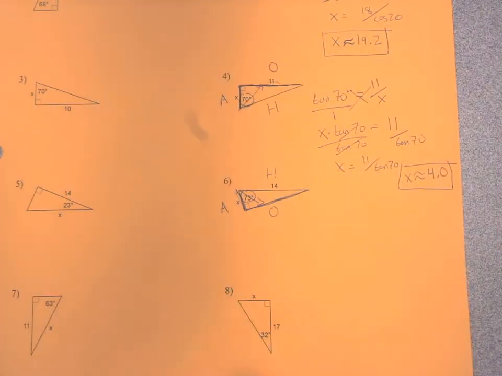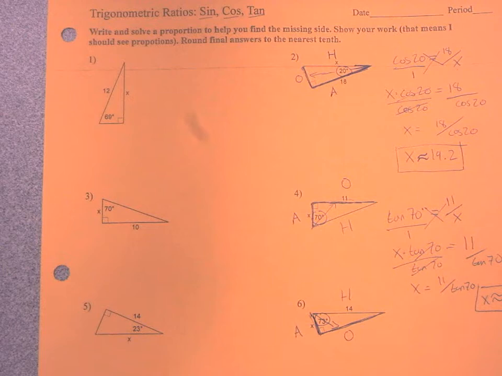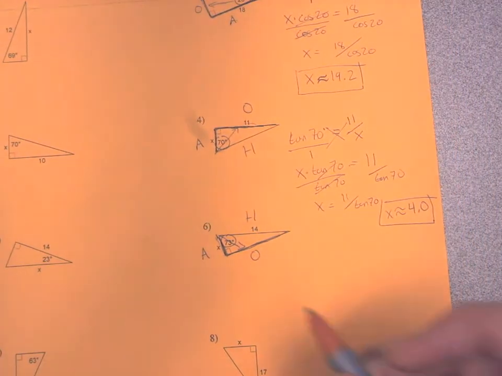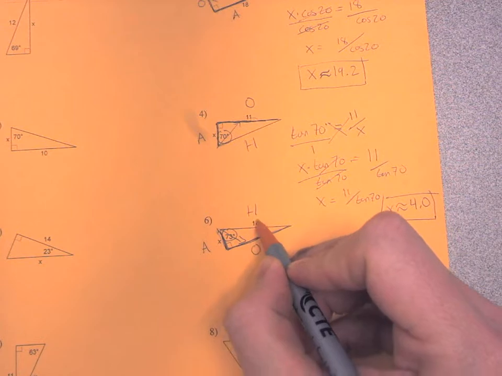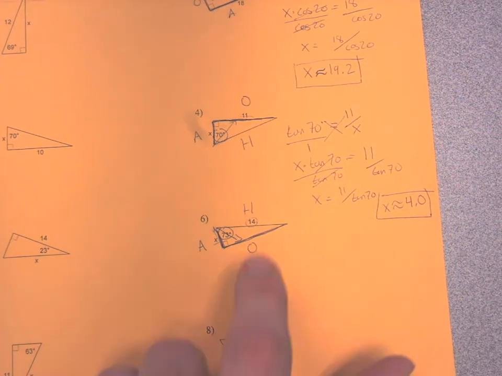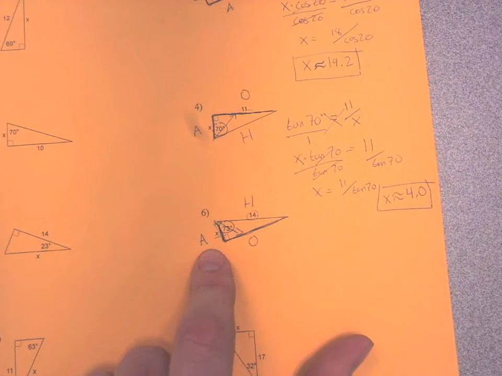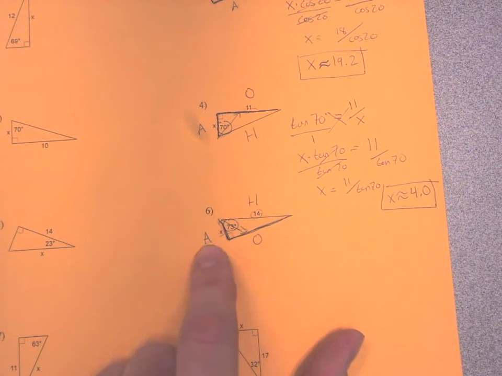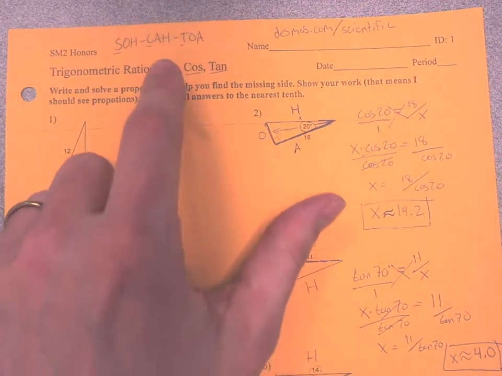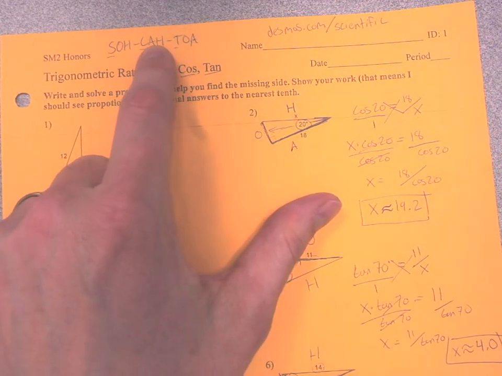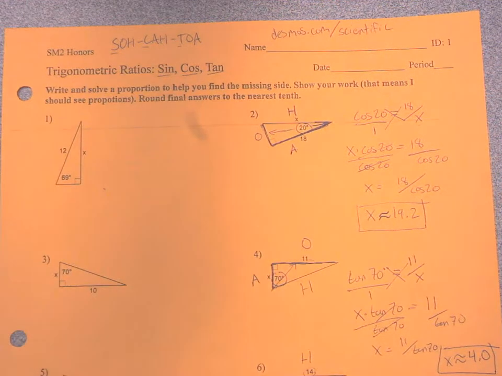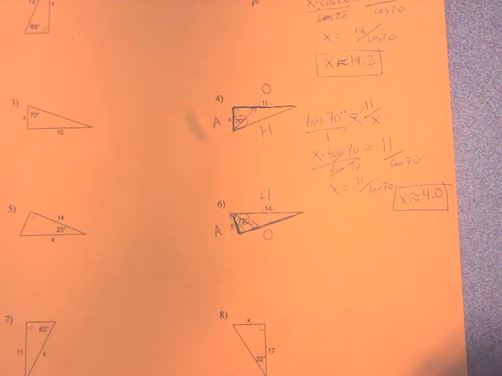Okay, now we've got to figure out which trig ratio to use. Do we use sine, cosine, or tangent? Well, it depends on what we have and what we're looking for. In this case, notice that I have h and I want x. So I have the hypotenuse, I want the adjacent side. So we want the trig ratio that uses a and h again. Okay, so we go here, the SOHCAHTOA, find the a and the h. Those go with c, so we're going to use cosine here. So we set up a proportion.